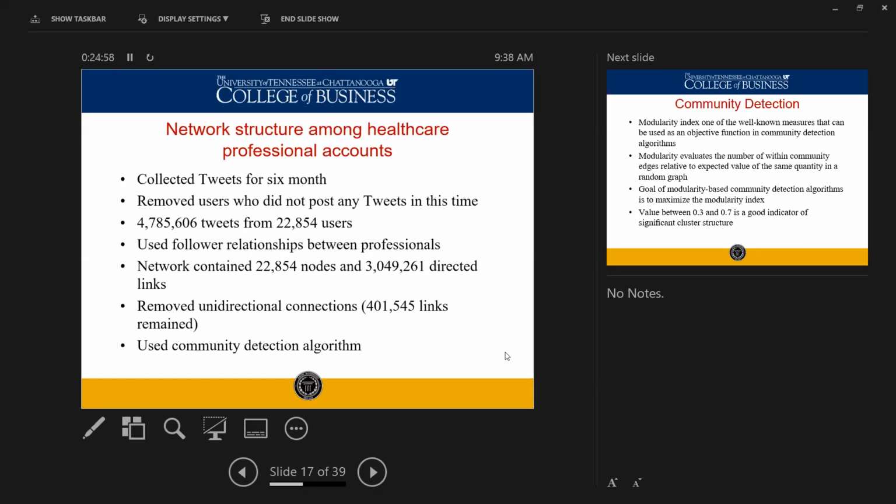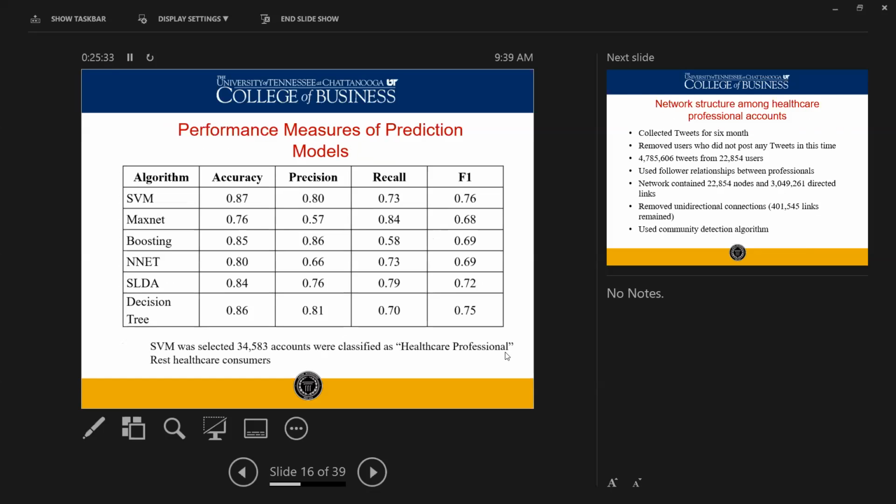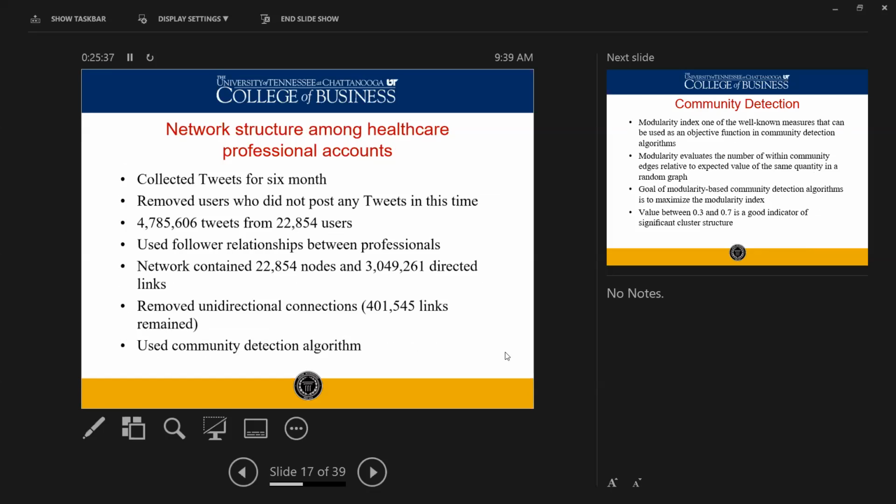So then the next phase was, once we had these healthcare professional accounts, we were interested in looking at the network structure among them. How do these communities get formed within these accounts, that's what we were interested in finding out. So we collected the tweets for 6 months from all of these 34,583 accounts. We removed the users who did not post any tweet in this 6-month period, and we ended up with about 44.7 million tweets from 22,000 users who posted tweets in this period.